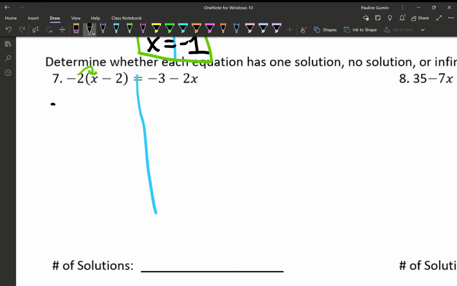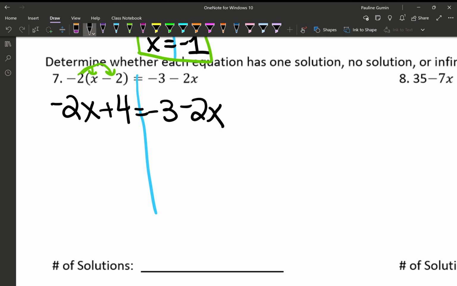I'm going to distribute the negative 2. That means I'm going to multiply. Negative 2 times x is negative 2x. Negative 2 times negative 2 is positive 4. There's nothing for me to do on the right side, so I'm just rewriting it. Hopefully at this point you notice something about the x's. They're the same. When x's are the same, we're either going to have no solution or infinite solutions. When x's are different, we can safely say we have one solution.